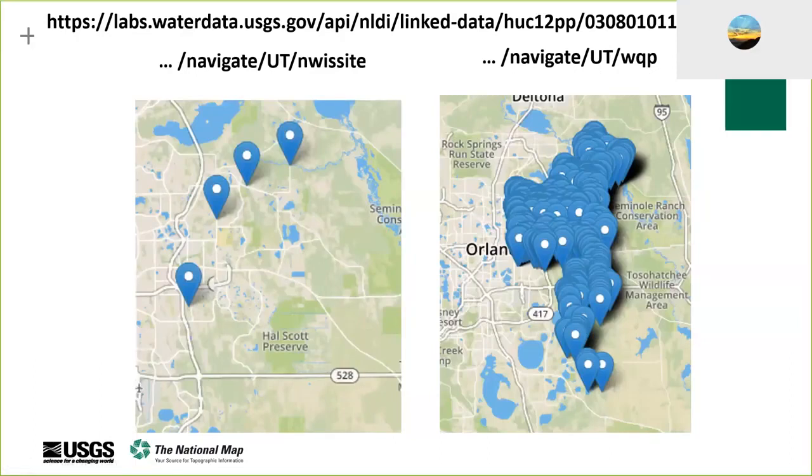The water quality portal basically aggregates data from about 400 different databases, including USGS's NWIS database, EPA's STORET database, and a whole bunch of databases from other agencies and state and local agencies as well. So this is already working in the water quality portal.